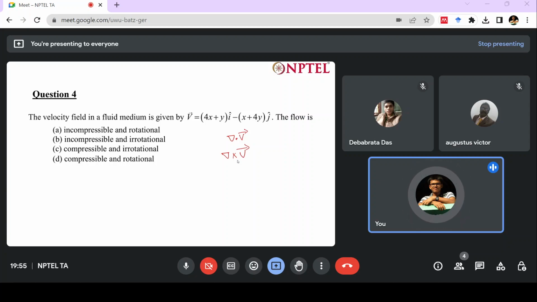Do you remember the explanations for this? I think in our first lecture we had briefly discussed why divergence is so important and why this is connected with the compressibility of a flow field. I hope you remember that. Yes, sir. Okay.